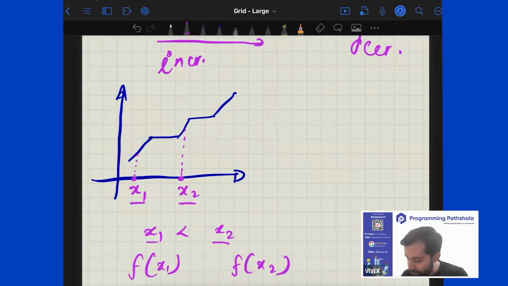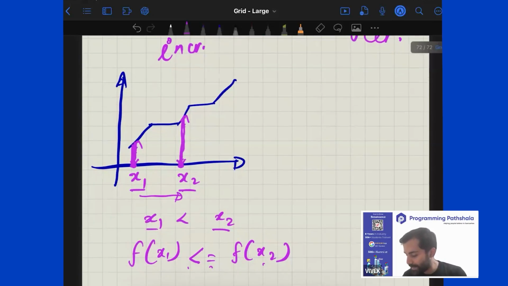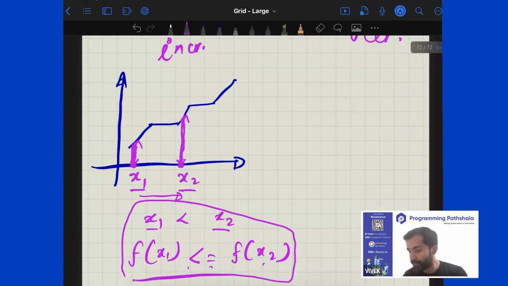What is f of x1? F of x1 is this value, the height at this point. And what is f of x2? F of x2 is the height at this point. So what will be this relationship? For guarantee, I can say that this height will be smaller than or equal to this height, because if this function is monotonically increasing, as you move forward, the values will never decrease. The values are these heights, so these heights will either be the same or the other height will be greater. Does everyone understand this? How many of you are clear with this?